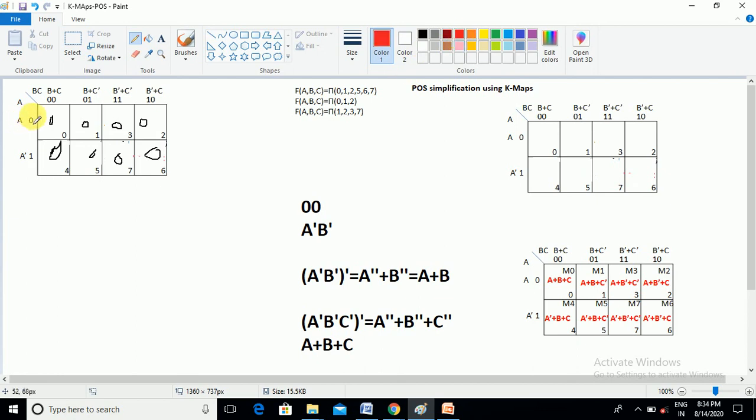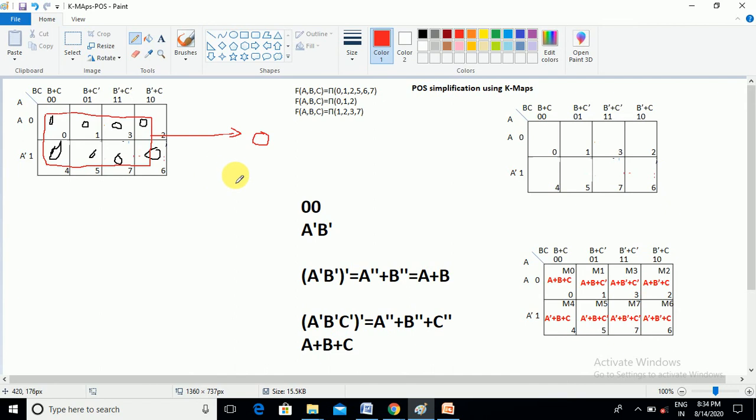Simply remember that whenever all cells are selected in the SOP format, the answer is 1, but in POS format the answer will be 0, because that is an inversion of the SOP format. Whenever all cells are selected, the answer will be 0. You must remember this point.